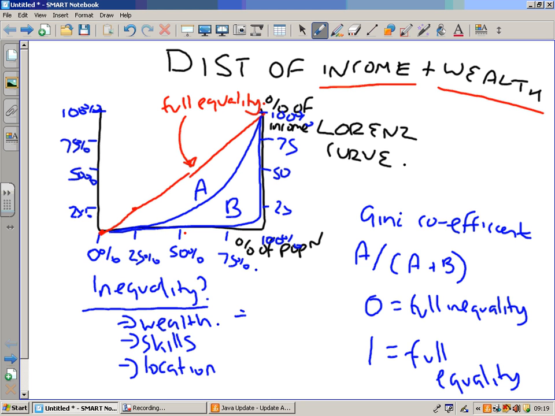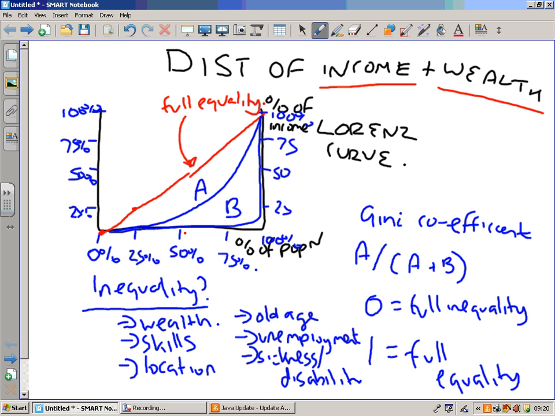Other factors that create inequality: old age. When people retire, their ability to work reduces, therefore their potential income falls, especially if they're relying on an old age pension, a state pension scheme. Clearly, inequality can also be created by unemployment, losing your job, low income, therefore poorer people, and sickness and disability as well. Obviously, these restrict your ability to work. So these are the main factors that create inequality in a country.